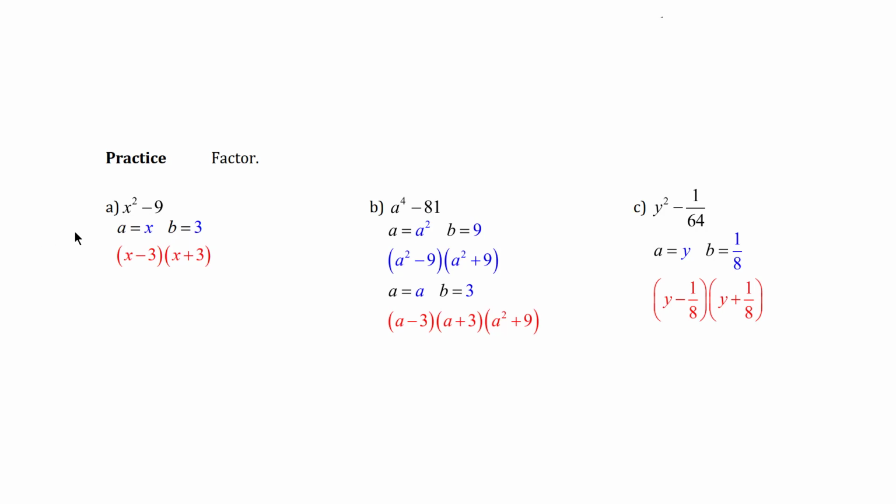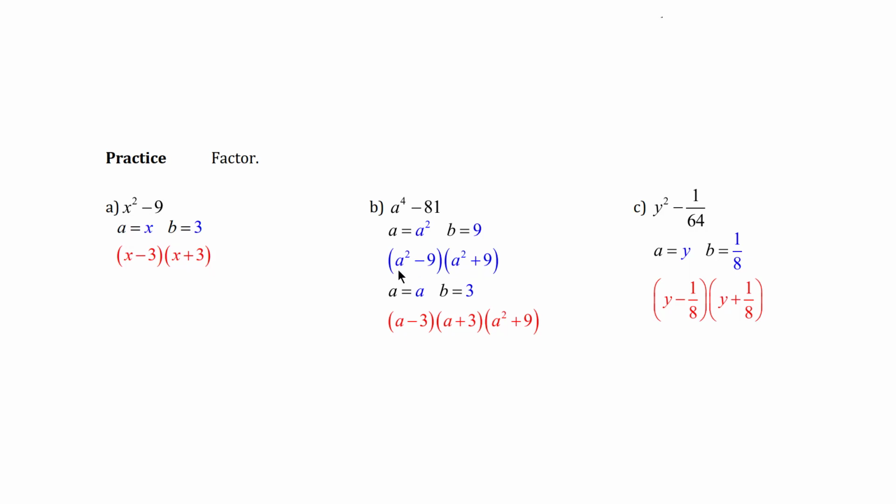Alright, so let's get started with part A. The first thing we need to do to factor is find our values for a and b. Our value for a is x, and our value for b is 3. Next, we substitute it into the difference of squares formula. We get parentheses x minus 3 times parentheses x plus 3. For part B, our value for a is a squared, and our value for b is 9. We substitute it into our difference of squares formula. We get parentheses a squared minus 9 times parentheses a squared plus 9.